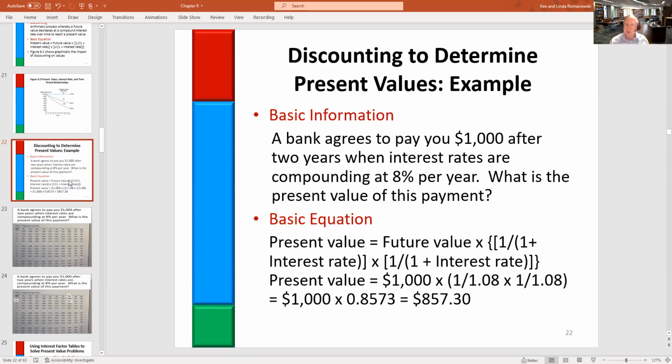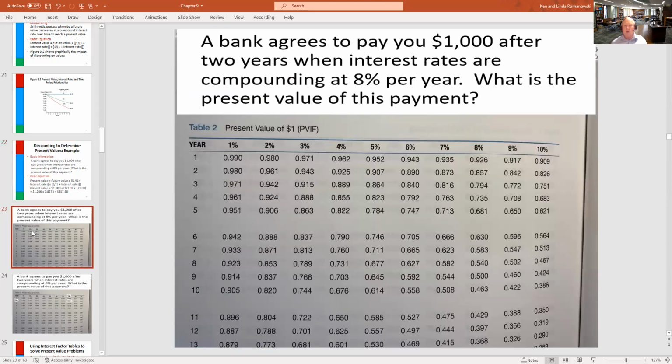Now, sometimes with formulas, in this example this one's fairly easy, but as you start getting into more complicated formulas, there may be other ways that you want to do this. One manual way of doing this is by using a chart. There are 4 charts in the back of your textbook. 2 of them pertain to present value and 2 of them pertain to future value. So let's look at this again, but we'll use the appropriate chart in the back of the textbook. A bank agrees to pay you $1,000 after 2 years when interest rates are compounded at 8% per year.